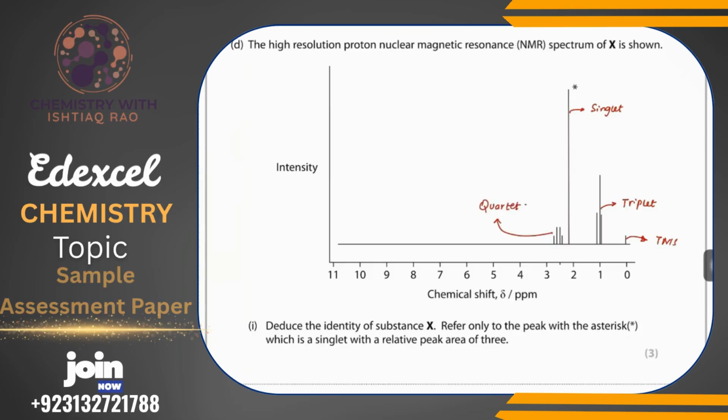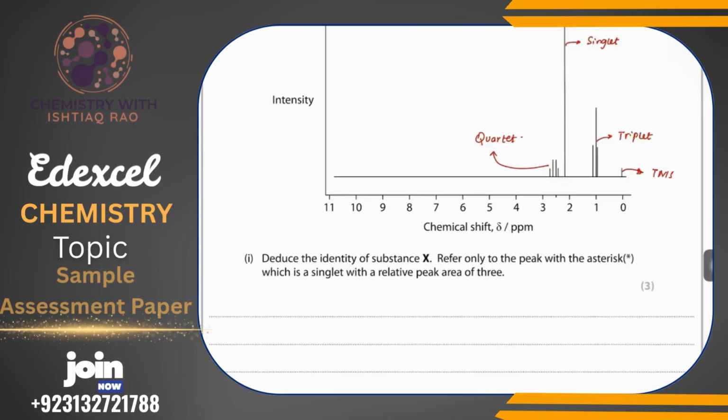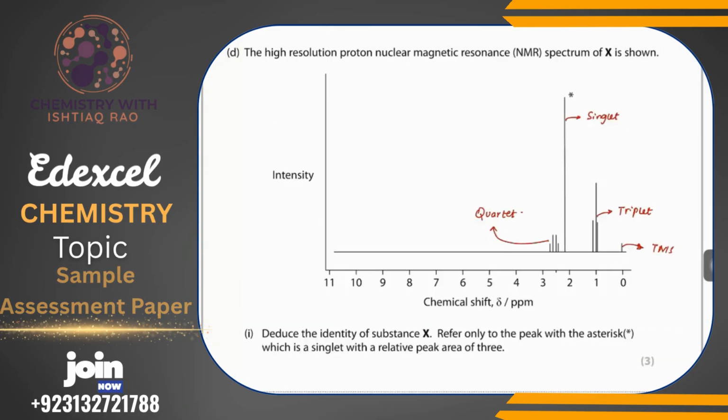Why am I getting singlet? Because there is no neighboring hydrogen. Why am I getting triplet? Because in the neighbor we have two hydrogens. Why am I getting quartet? Because in the neighbor I have three hydrogen atoms. If you remember, we used to apply the n plus 1 rule, to deduce the identity of the substance. X refers only to the peak with the asterisk, which is a singlet with a relative peak area of 3.